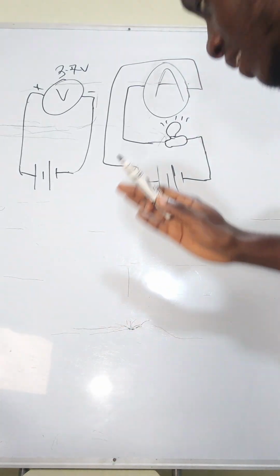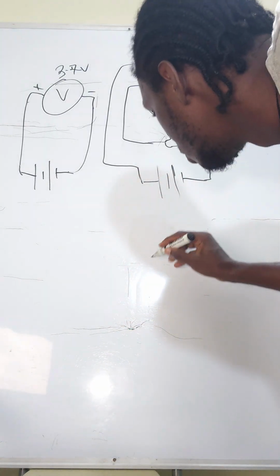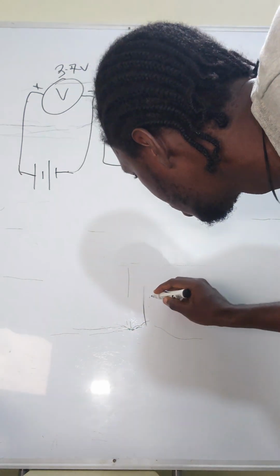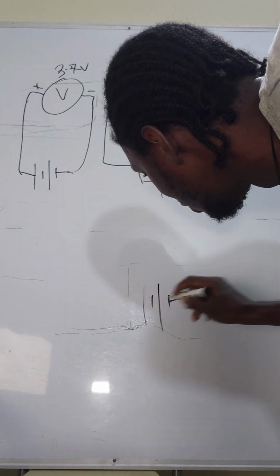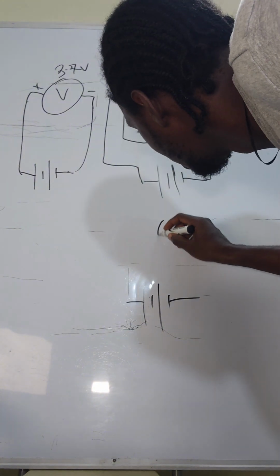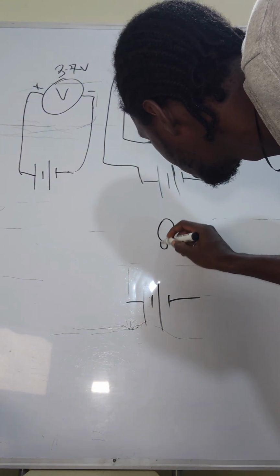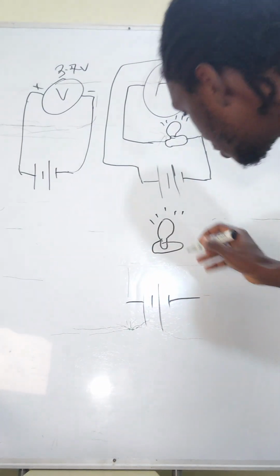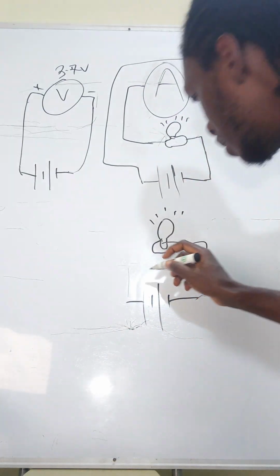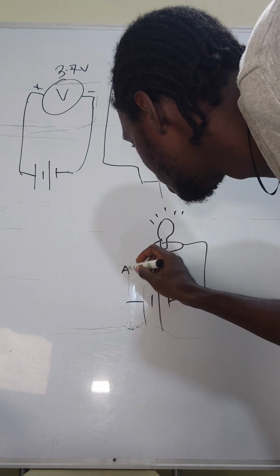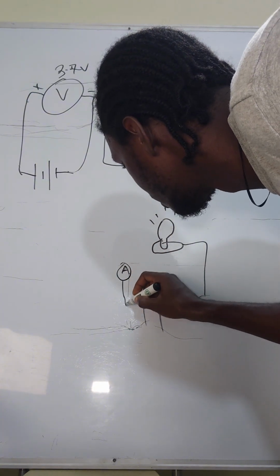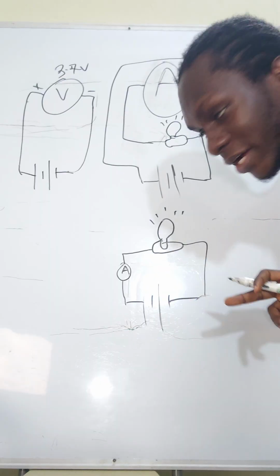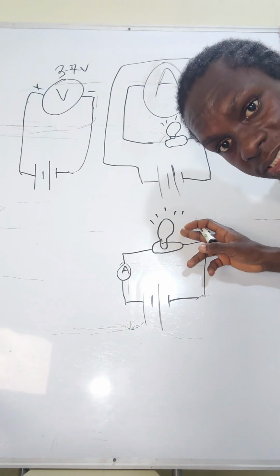Let me give you a simpler drawing. So this is our battery. This is our light bulb, right? This is already connected here. Then our ammeter will be sitting over here. This will give us the amount of current being demanded from this light bulb.